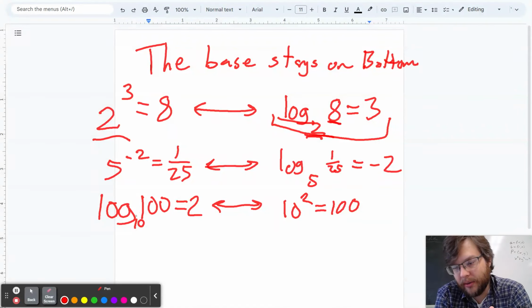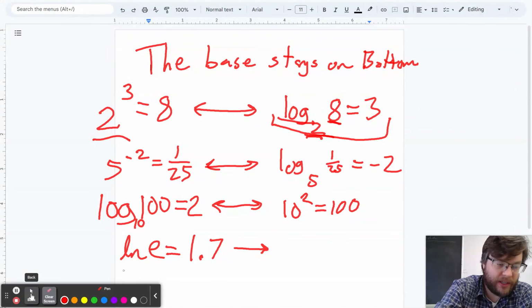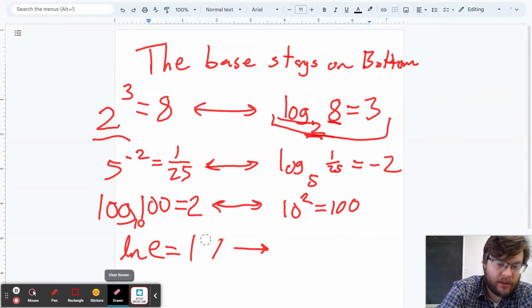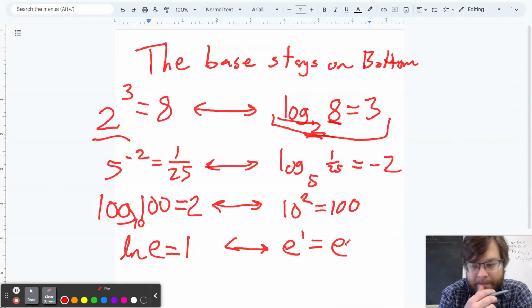Kind of like you can write 1x if you want, but if x is by itself, it just implies there's a 1 in front of it. Log by itself implies a 10 underneath it. Or if I had natural log of e equals 1.7, I can't say that because natural log of e does not equal 1.7. Natural log of e would equal 1. Then I can write the base for natural log is e. So I have e to the 1 is equal to e.